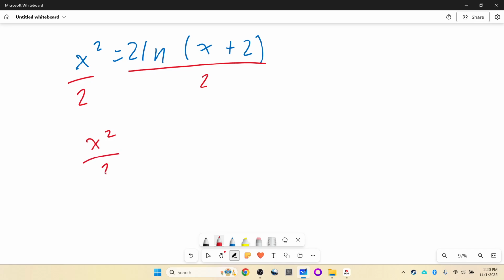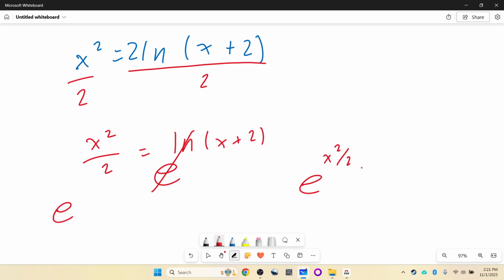x squared over 2 equals natural log x plus 2. And we could do a power of e to undo that natural log, and e to the x squared over 2 equals x plus 2, but it doesn't help, though, because I still got an x squared here and an x here, and yeah, I don't think this one's going to be solvable.